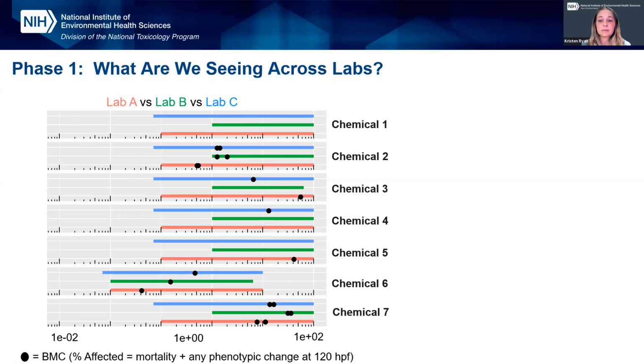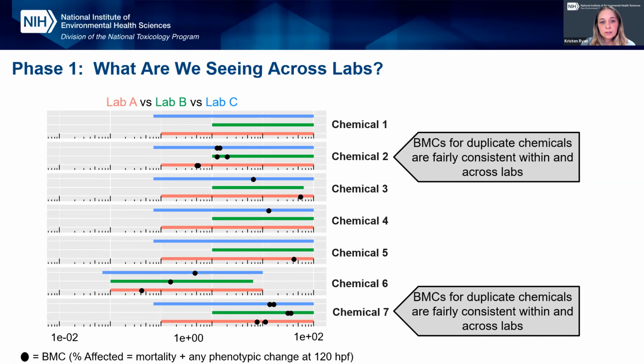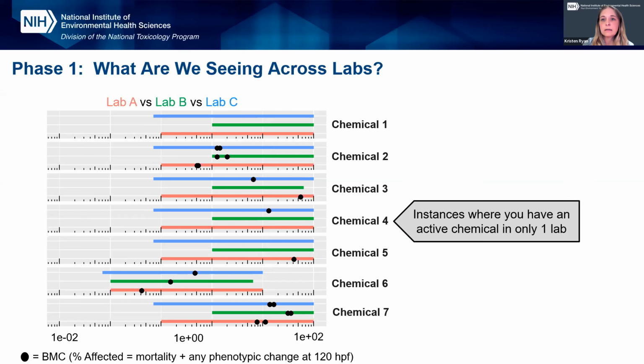and or malformations. So in some instances, we see that the chemical was negative across all labs, no need to calculate a BMC. In other cases, we snuck in some duplicate chemicals, which were blinded, the labs didn't know, but we were very pleased to see that for these duplicate chemicals, we saw fairly consistent BMCs being recorded within and across labs. That was really nice to see.